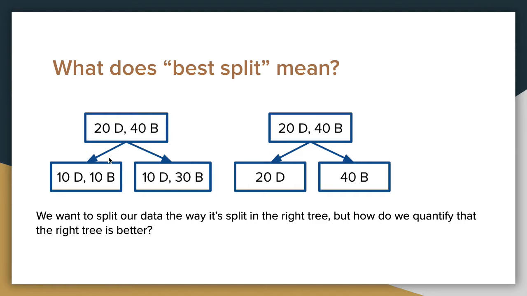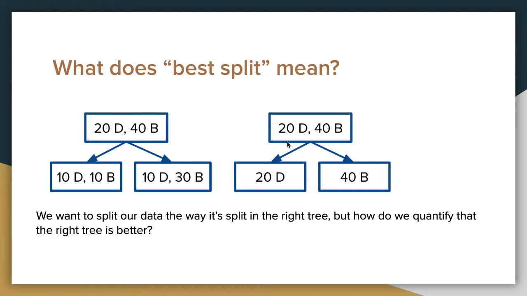On the left side, this is one way of splitting it, right? We can split into two nodes where one node has 10 with label D and 10 with label B, and the other node has 10 with label D and 30 with label B. This is pretty good, right? We're separating out the D's and the B's a little bit. But notice on the right-hand side, we get the ideal split, right? We got all the D's on one side and all the B's on the other side.